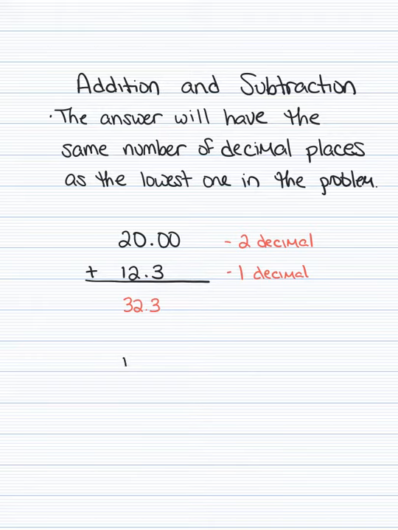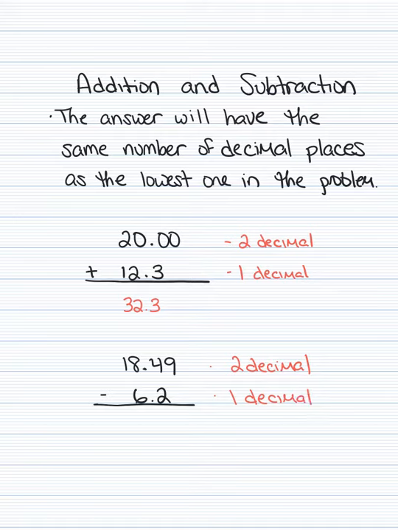This would work the same way with a subtraction problem. So if I had 18.49 minus 6.2, 18.49 has 2 decimal places. 6.2 has 1 decimal place. So when you do that out, your answer will also need to have 1 decimal place, and that becomes 12.29. So rounding appropriately, the answer should be 12.3.